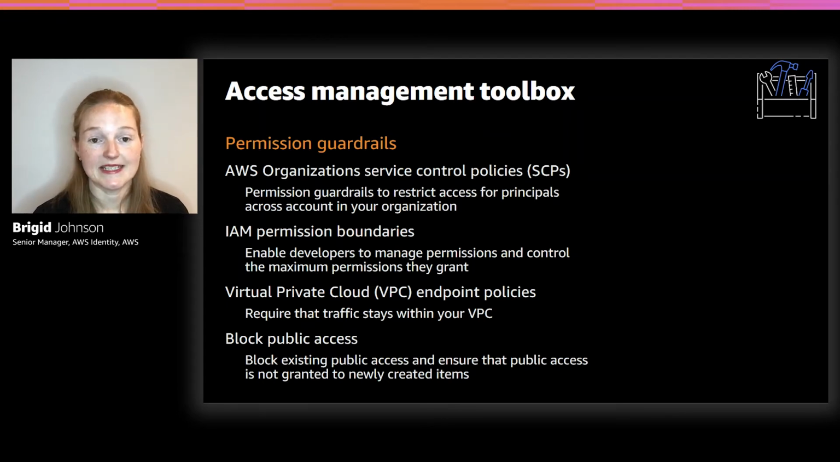We also have VPC endpoint policies. This requires that the traffic stays within your VPC. There's a ton of talks on VPCs, so please check those out to learn more. We're not going to be touching on that today. And then finally, there's block public access. You've probably heard about this with Amazon S3. It blocks existing public access and ensures that new public access is not granted for new items. It's a setting in your account or on your bucket, you can go into S3 and set it up there.